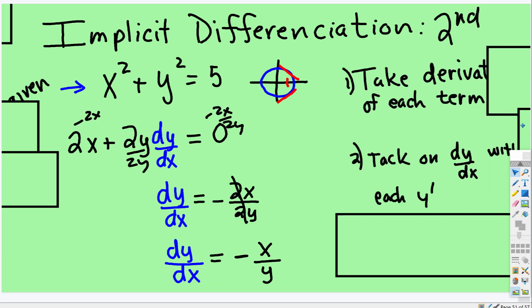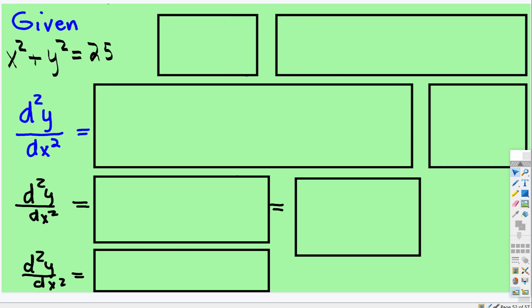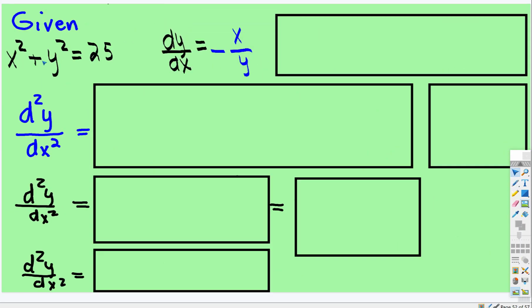And then here's just the steps. Take the derivative of each term, tack on the dy/dx, and then solve for dy/dx. Now, this is the first derivative. We have to find the derivative of this, but notice what we have. We have a quotient. We have one function divided by another function. So we're going to call this the f function and this the g function.